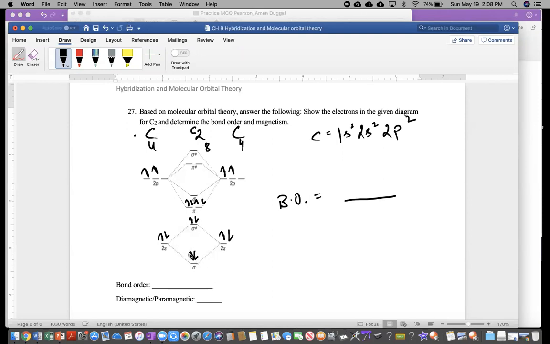which are on the bonding orbital. So you see 2 electrons here, and then we have 4 electrons here. These are all bonding electrons. So 4 plus 2 is 6. 6 minus the anti-bonding. Which one is anti-bonding? This one is anti-bonding, so 2. 6 minus 2 over 2. That's 4 over 2, and that's equal to 2. So your bond order answer is 2.